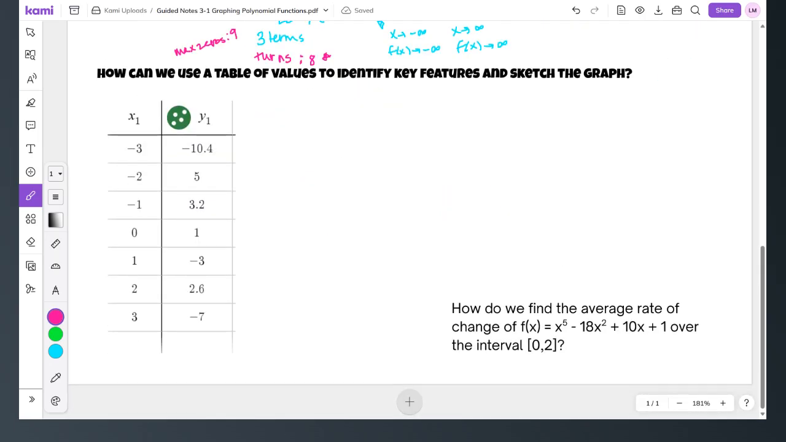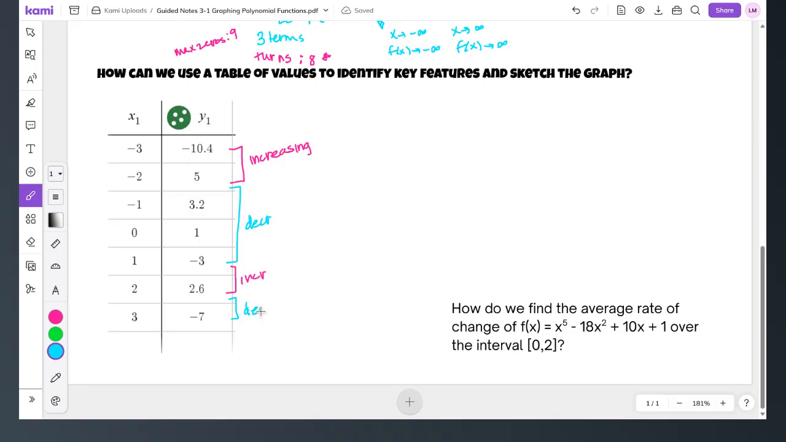Okay, so how can we use a table of values to identify key features and sketch the graph? Well, I'm looking at my x's, and my x's are increasing, so let's see what my y's are doing. From here to here, I see that my graph is increasing. And after 5 comes 3.2, which is less than 5, so that means my graph is decreasing. Let's see when it stops decreasing. So it goes 5, 3.2, 1, negative 3, 2.6. That's moving back up. But from here to here, my graph is decreasing. Then we're back to increasing, and then we're back to decreasing.